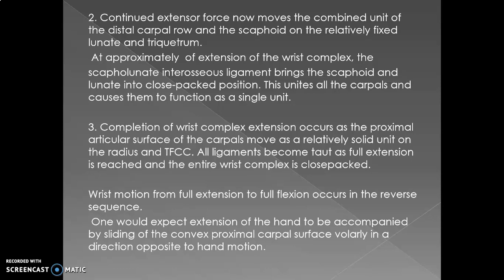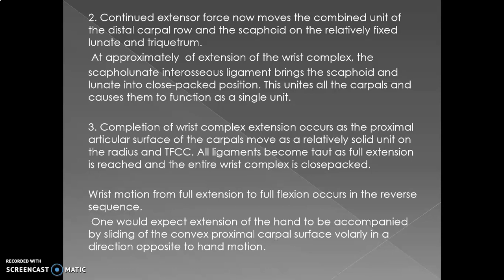Completion of wrist complex extension, then, is reaching the final range of extension. That's what we mean by completion. Completion of wrist complex extension occurs as the proximal articular surface of the carpals moves as a solid unit on the radius and the TFC. The final movement is the proximal carpals, all the carpal bones, the scaphoid, lunate, and triquetrum, acting as a single unit, not as different bones. They move over the radius and the TFCC, triangular fibrocartilaginous complex. That movement gives the final completion of the wrist extension.